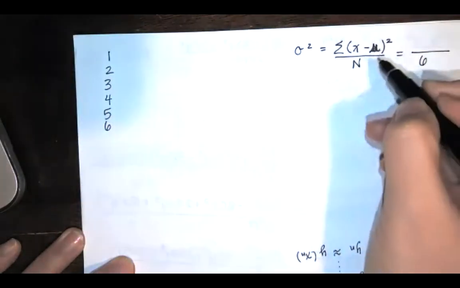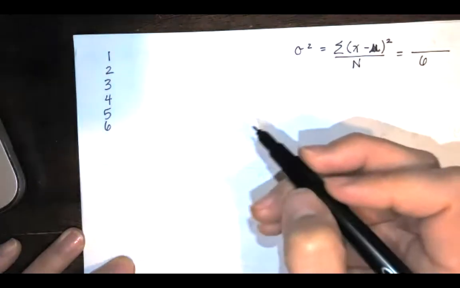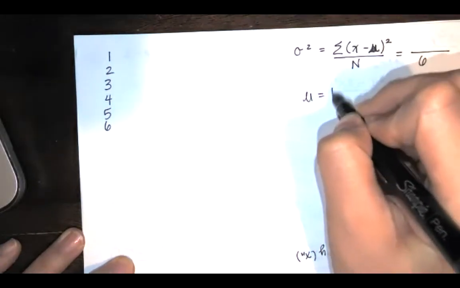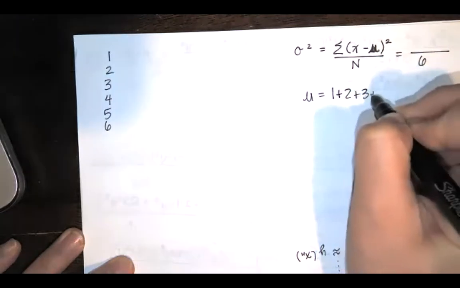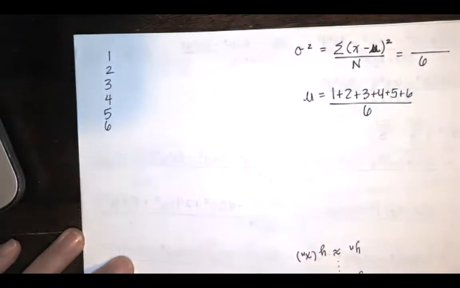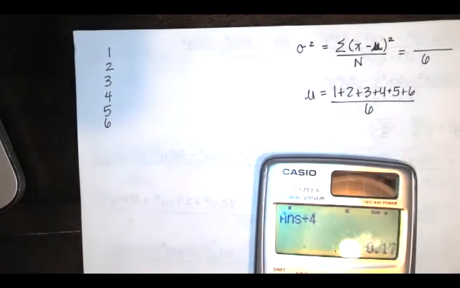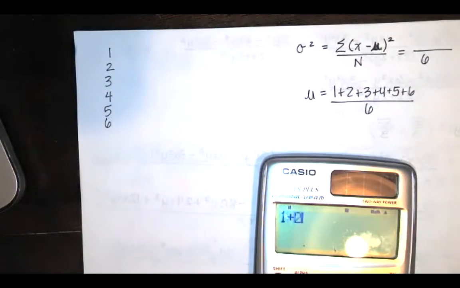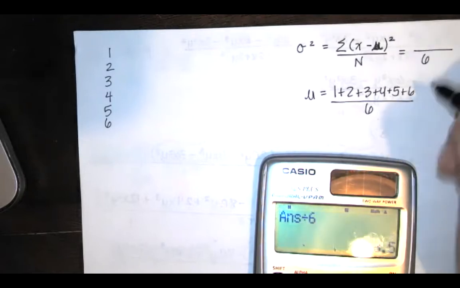So in order to do that, I need to compute the mean of these guys, and the mean comes from adding all of those numbers together and then dividing by 6. I believe we did this in a different video. I believe the answer is 3.5. Yep, we got a 3.5 there.